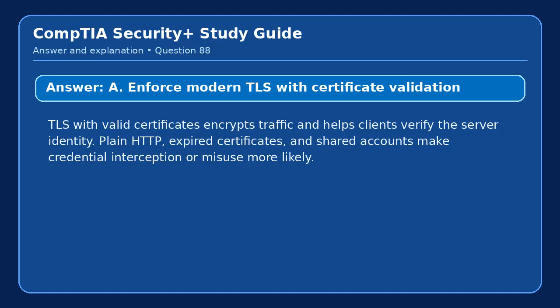The answer is C. Evil twin. An evil twin is a rogue wireless network made to look legitimate so users connect to it. Logic bombs and traversal attacks are different threats, while a blue team exercise is defensive.